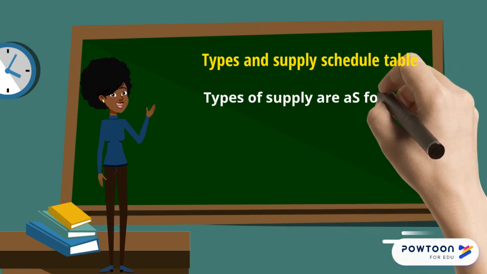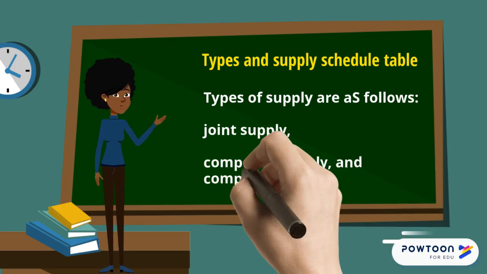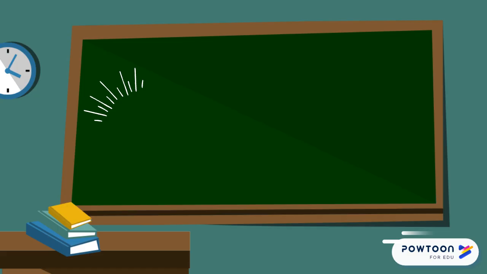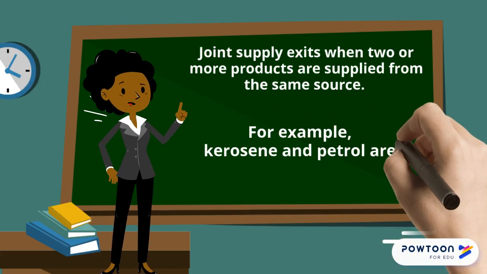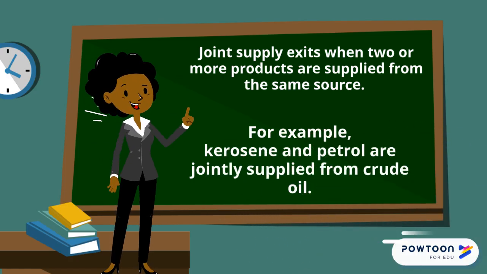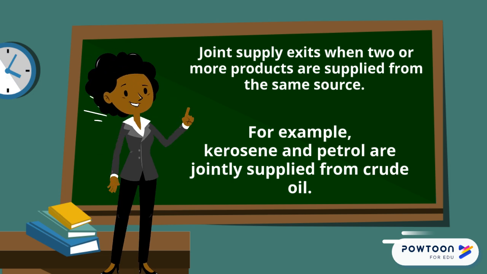Let's look at types of supply and the supply schedule table. Types of supply are as follows: joint supply, composite supply, and competitive supply. Joint supply exists when two or more products are supplied from the same source. For example, kerosene and petrol are jointly supplied from crude oil.